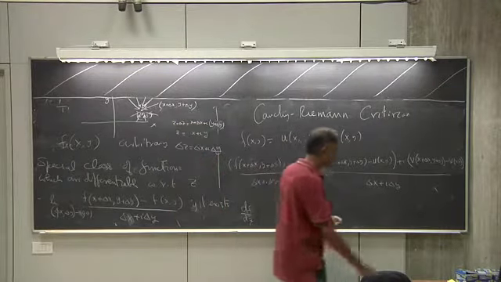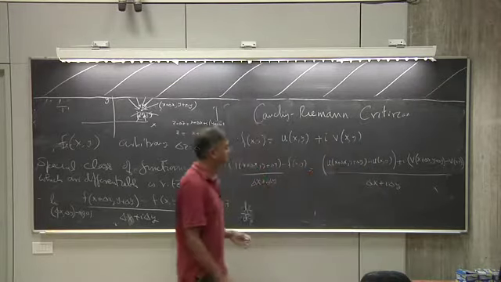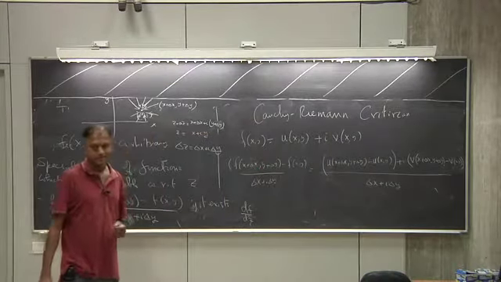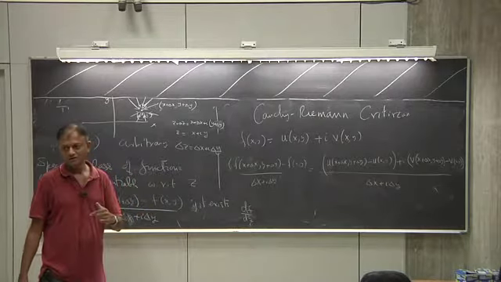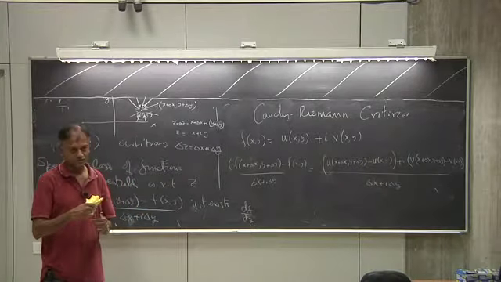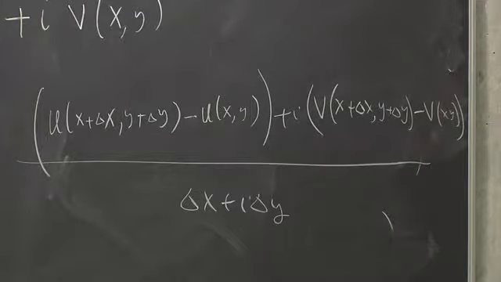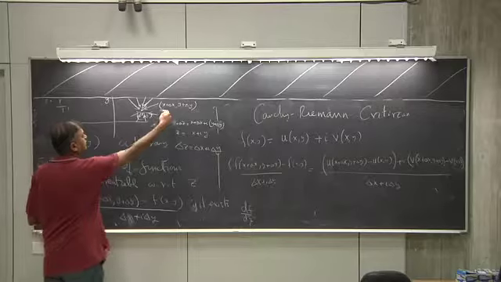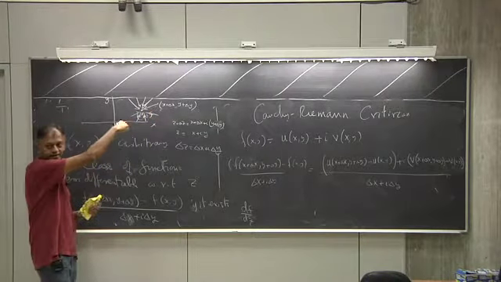Okay. So now let's do the same thing. Let's take two different limits. First I put delta x goes to 0, and then I take delta y goes to 0, and the other way around. So the two ways of approaching. One way you approach like that, and another way you approach like that.